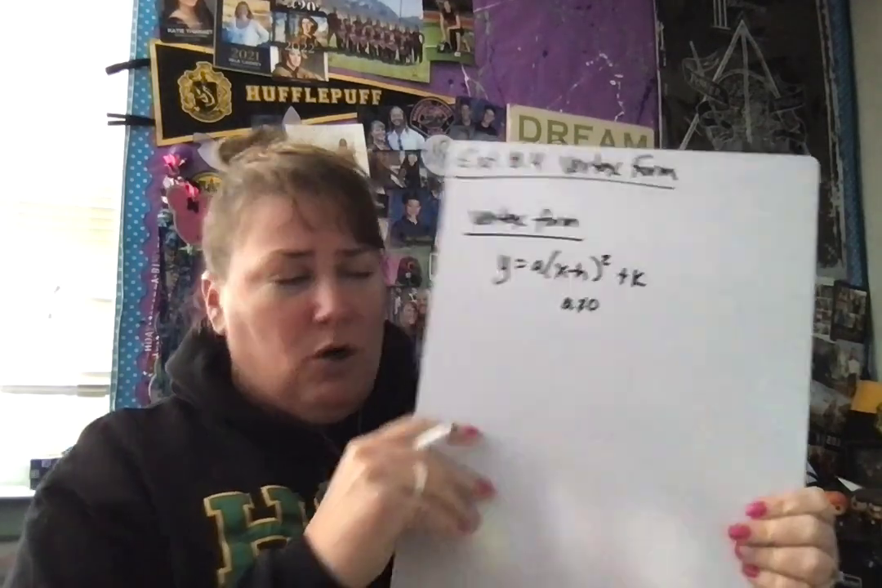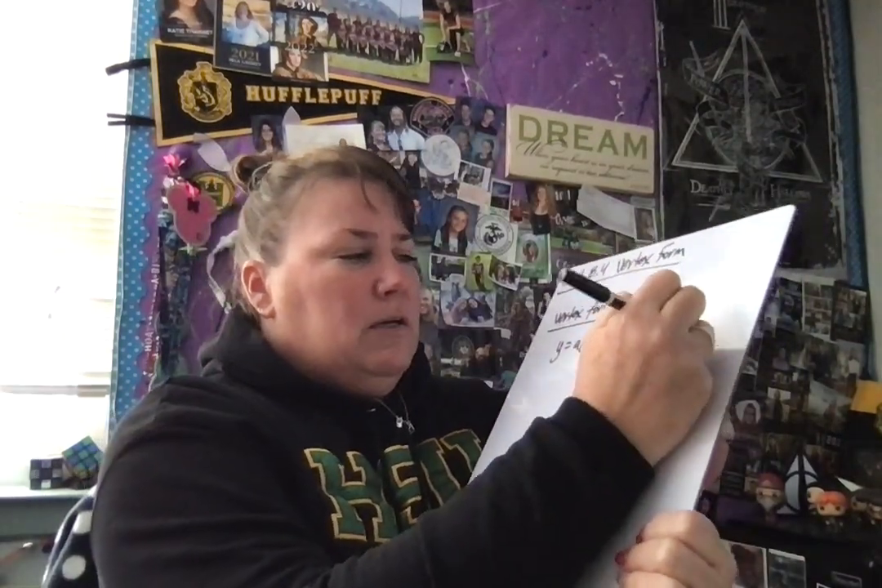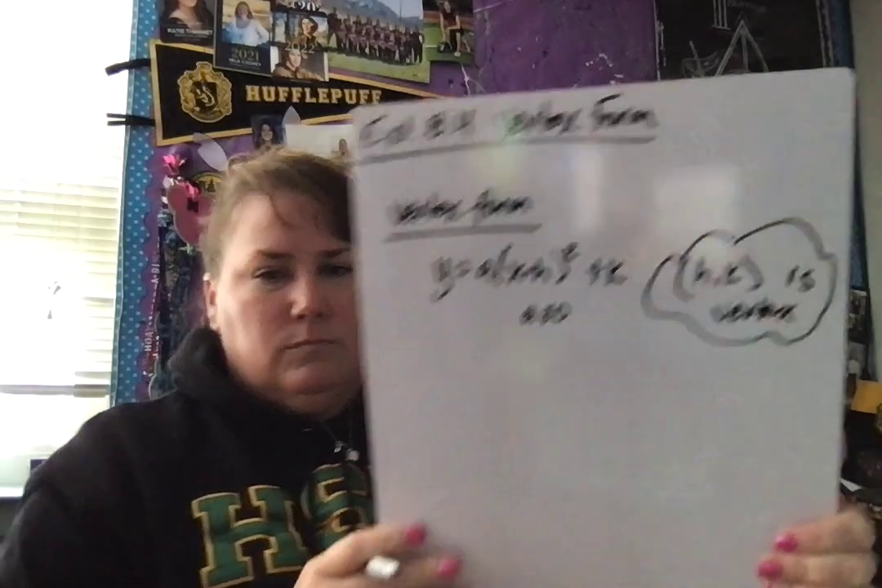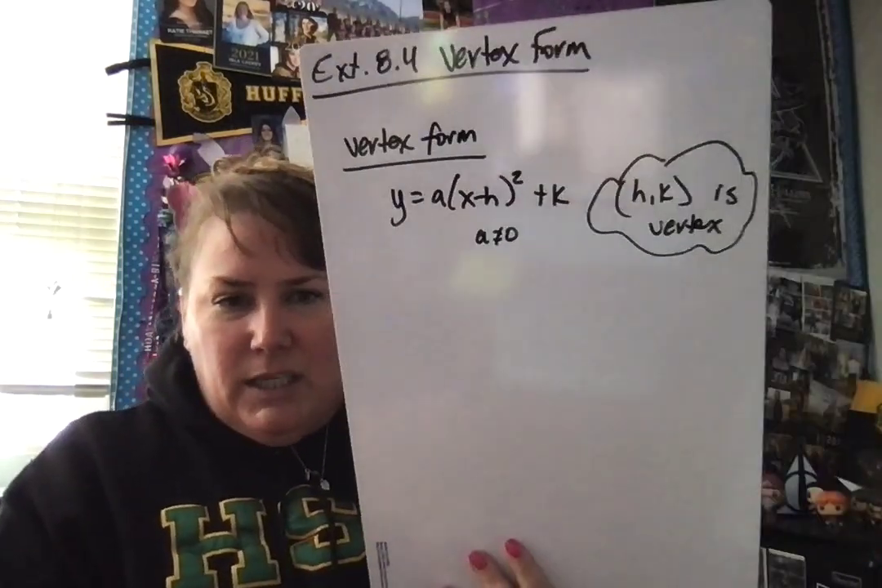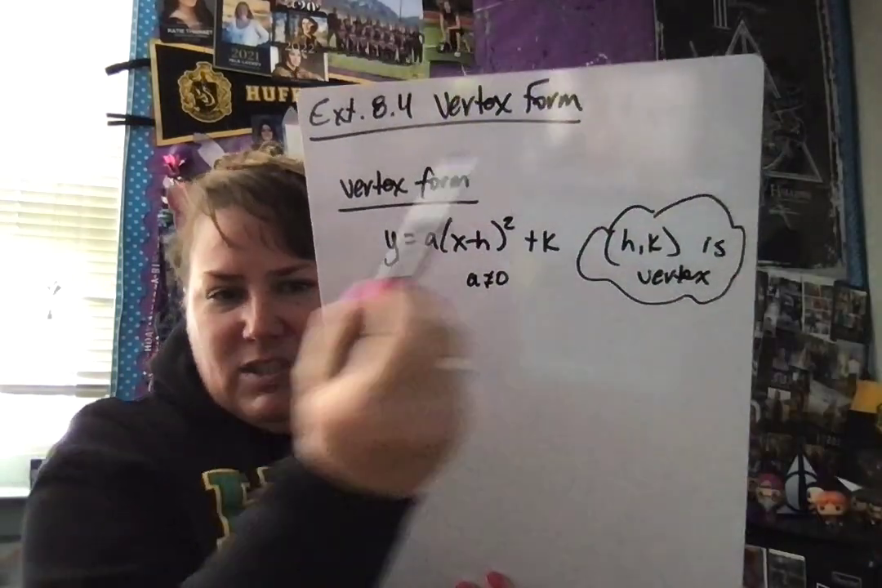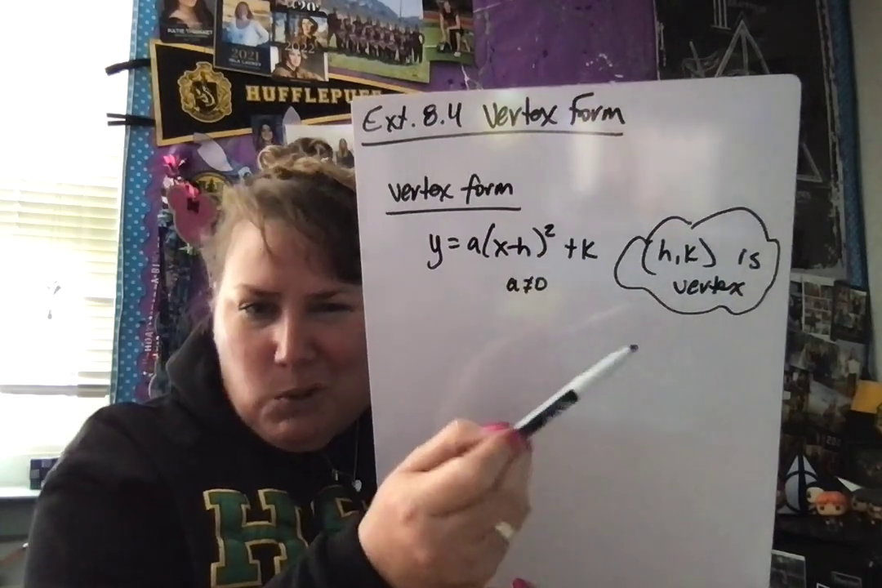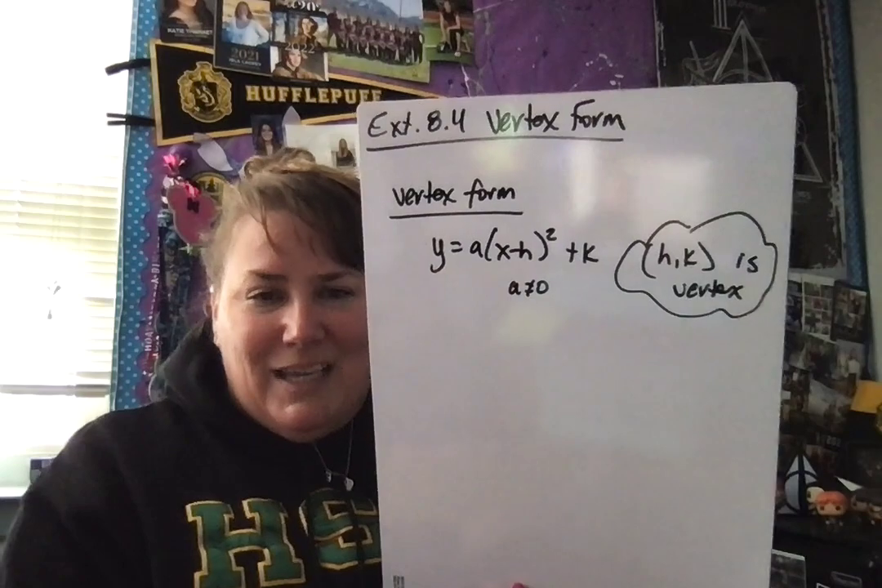Now in vertex form, h and k is your vertex. H and k is your vertex. So this is all blue, but make sure you star this, arrow this or something so you know that your h, k is your vertex.